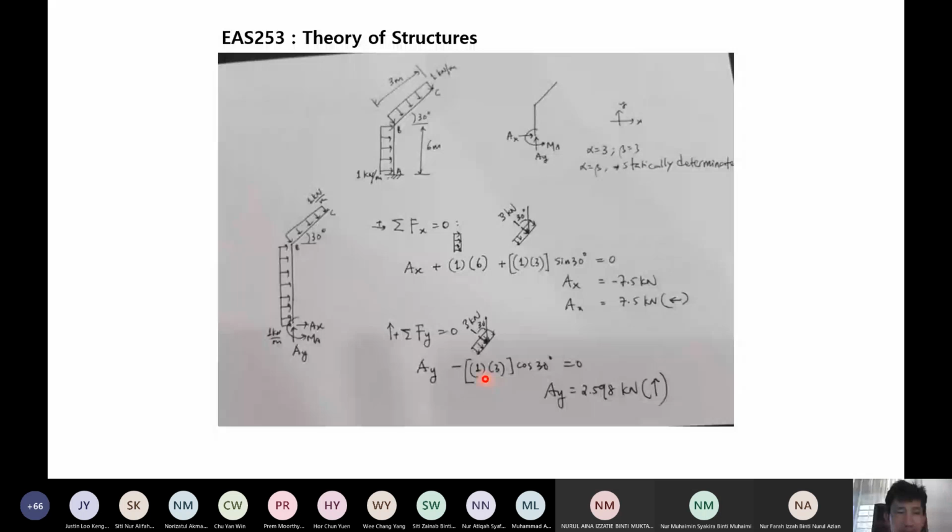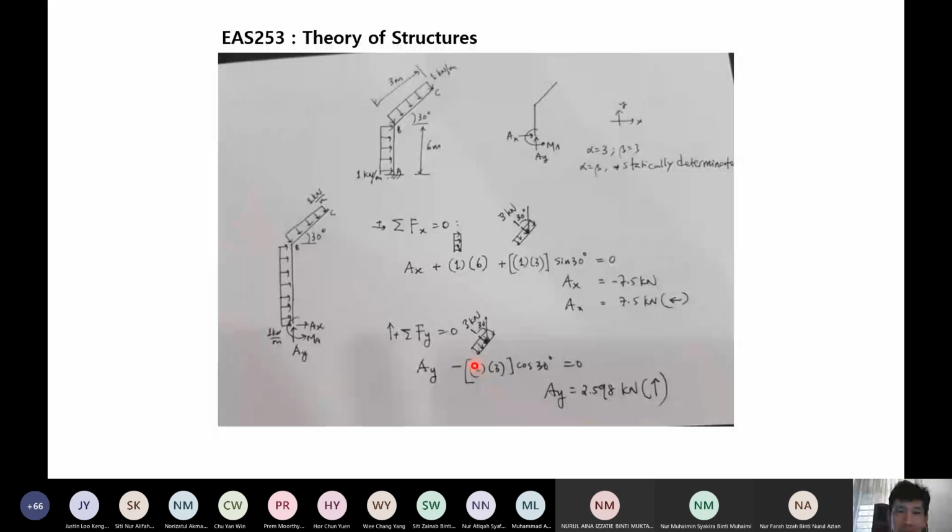This one is acting not in X, not in Y, but at 90 degrees to this inclined member. So we need to consider the component of this distributed load in Y directions. So again, I show you the diagram here. The load equivalent to UDL acting on this inclined member is 3, which is 1 multiplied with the length, which is 3 meters given to us. Then you have this 30 degrees here.